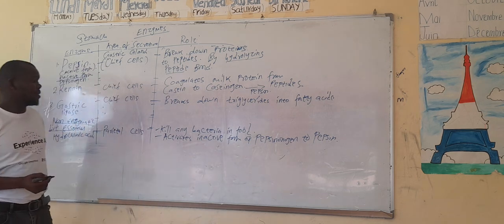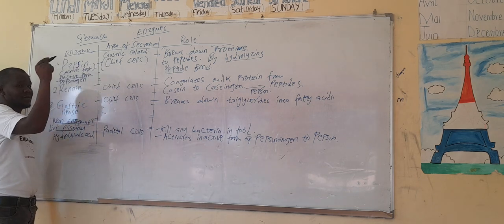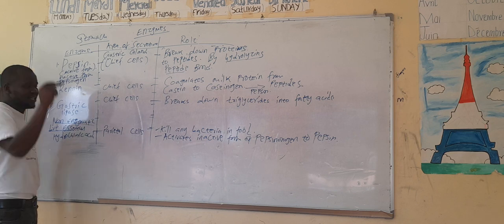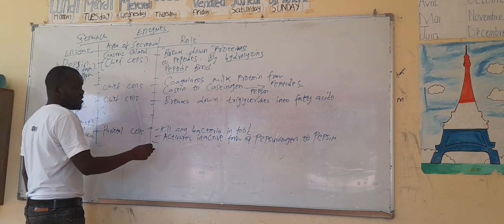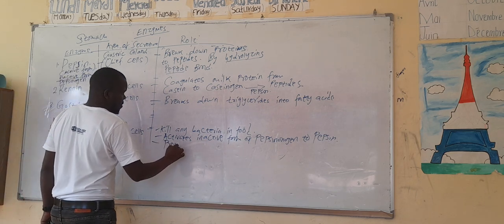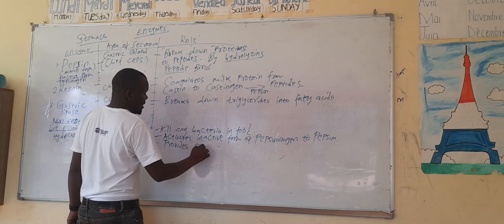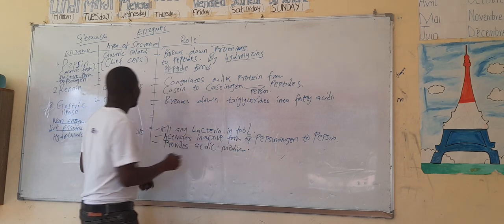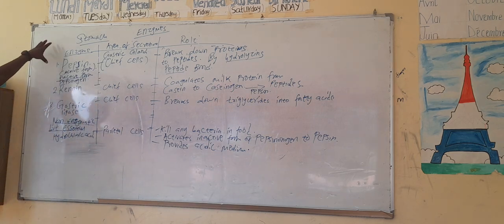And again, it will activate the what? Caseinogen. Then number three, provide an acidic medium. So what are we speaking about here? We are speaking about the stomach.